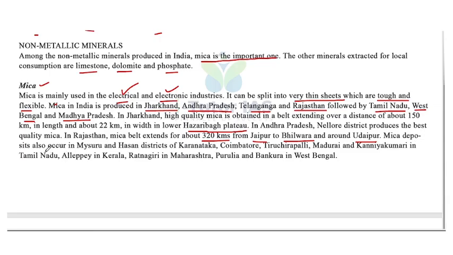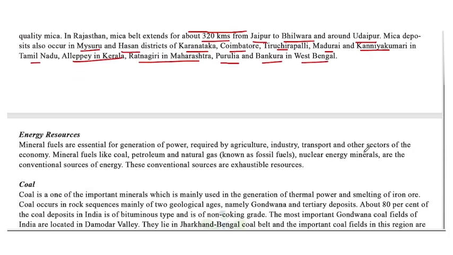Mica deposits also occur in Mysuru and Hasan districts of Karnataka, Coimbatore, Tiruchirappalli, Madurai and Kanyakumari in Tamil Nadu, then Alleppey in Kerala and Ratnagiri in Maharashtra, Purulia and Bankura in West Bengal. So these are some of the important mica producing areas.